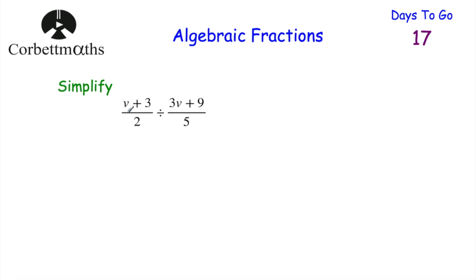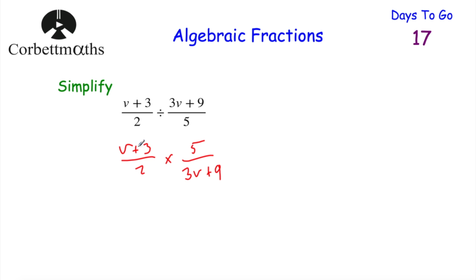Okay, let's have a look at our next question. So our next question says simplify v plus 3 over 2 divided by 3v plus 9 over 5. So feel free to press pause and try this question now. Okay, so here what I'm going to do is keep the first fraction the same, v plus 3 over 2, and then instead of dividing, I'm going to put a multiply, and I'm going to do the reciprocal of the second fraction, so 5 over 3v plus 9.